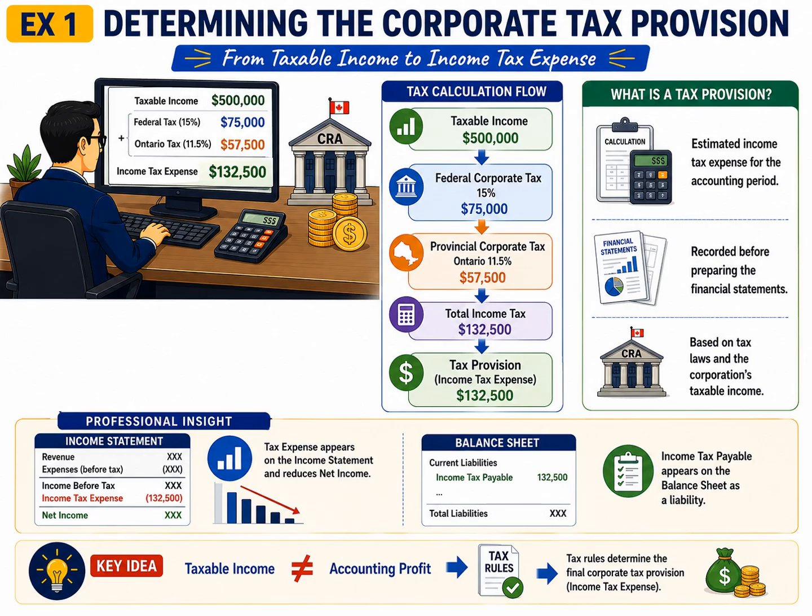The key takeaway from this slide is that calculating the tax provision is the bridge between tax preparation and financial reporting. Once taxable income has been determined, the corporation's federal and provincial taxes are calculated, combined into the income tax expense, and recorded in the financial statements before the T2 return is finalized.